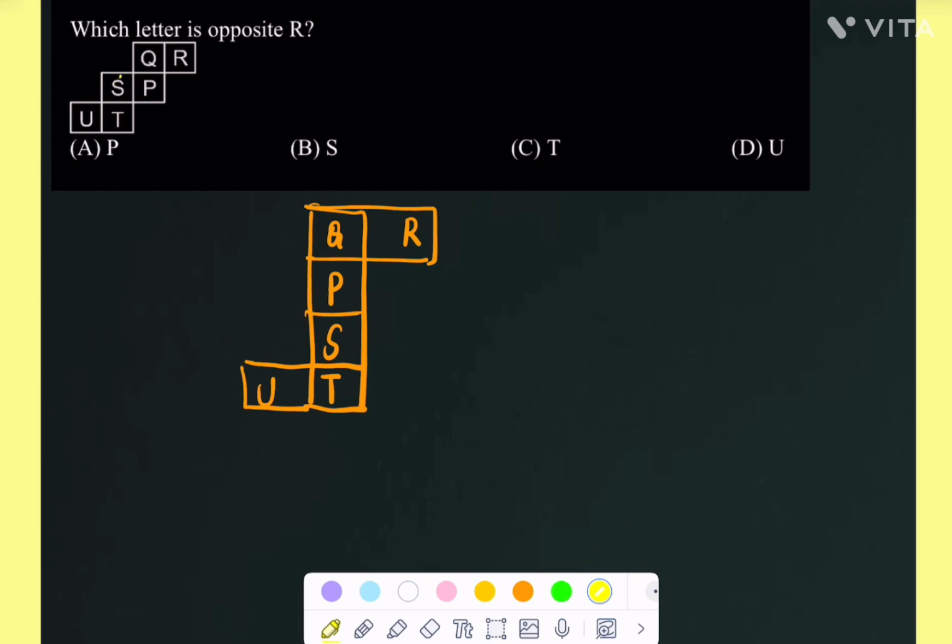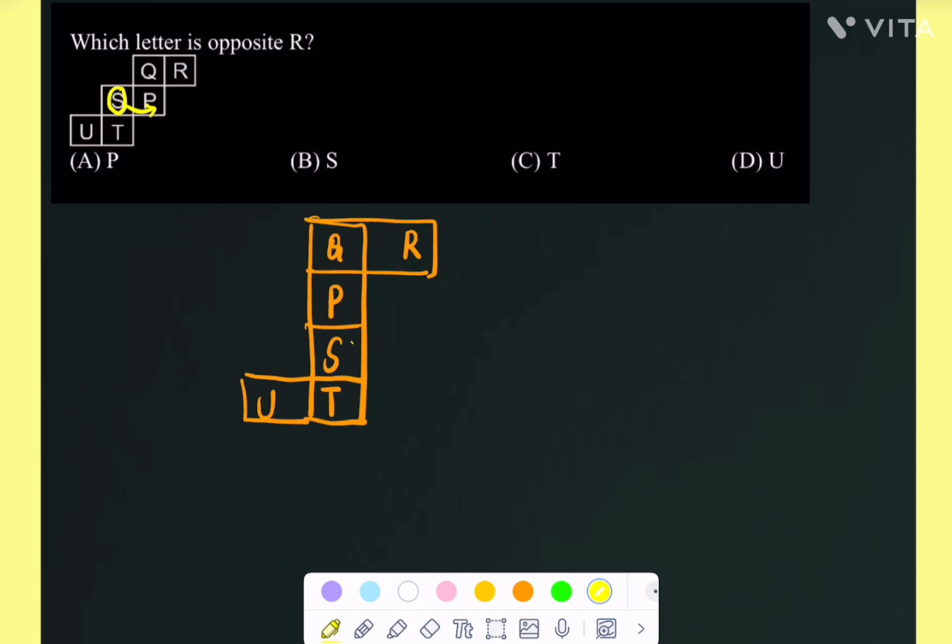Now I am taking S only. SRT and SP are adjacent, right? So I am taking SP, SRT already in that format only. SP is adjacent here. That is also for S. Which direction is this? Anti-clockwise direction only, so we can take the anti-clockwise direction. That's it, right? We are getting the die in this format.